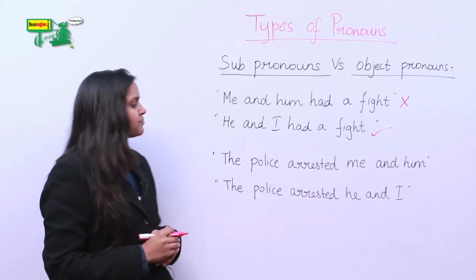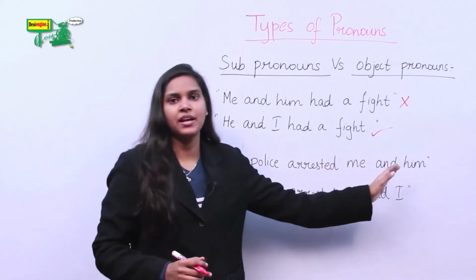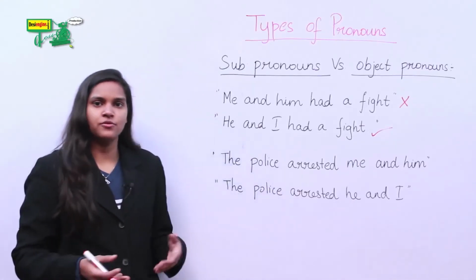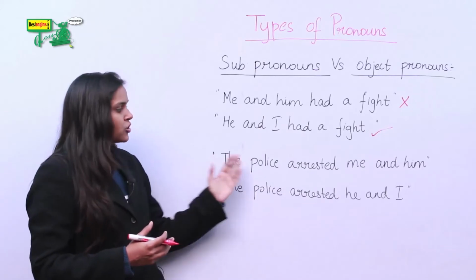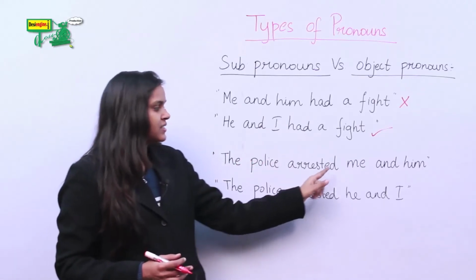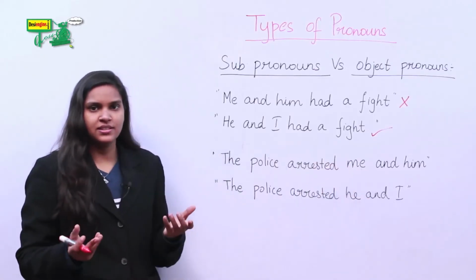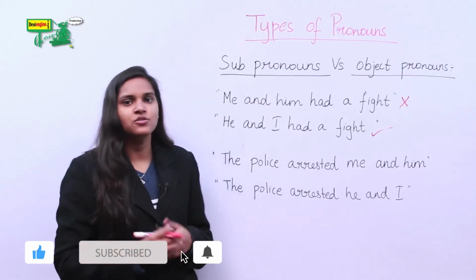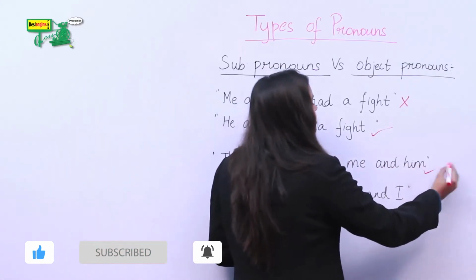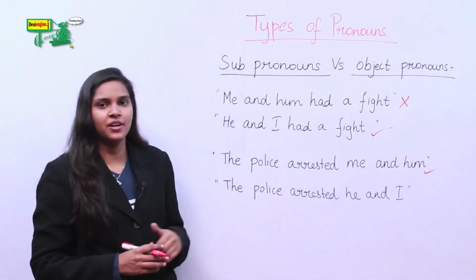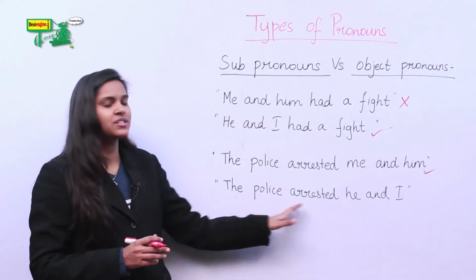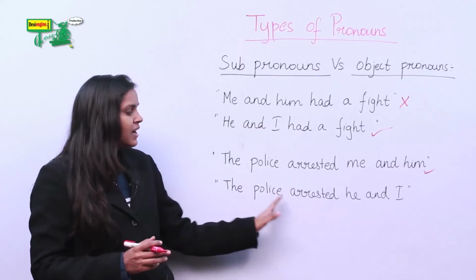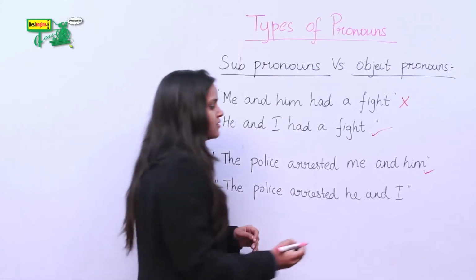Let's take another example. The police arrested me and him, or is it the police arrested he and I? Here we can follow the same procedure. You can shorten this sentence. The police arrested me. That's a right statement. The police arrested him. That's a right statement again. So a correct sentence would be the police arrested me and him. It is wrong to say the police arrested he or the police arrested I. Therefore, the police arrested he and I is the wrong sentence.